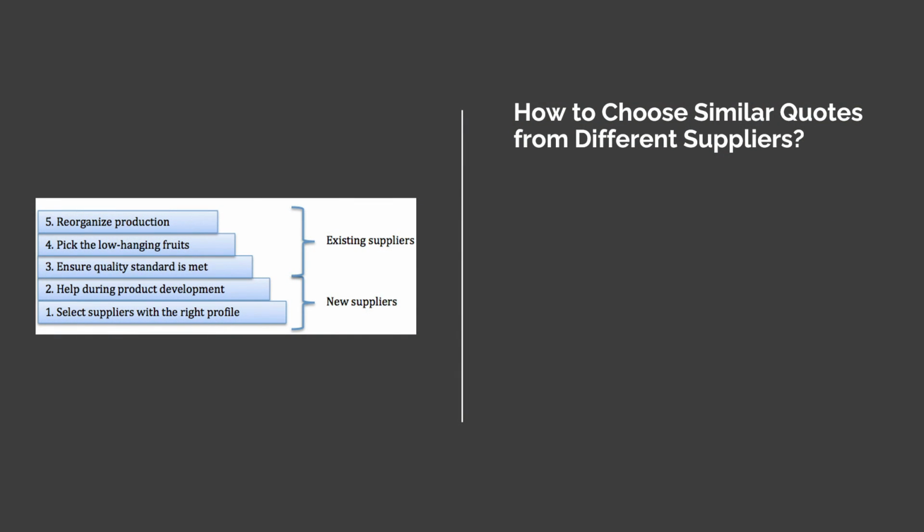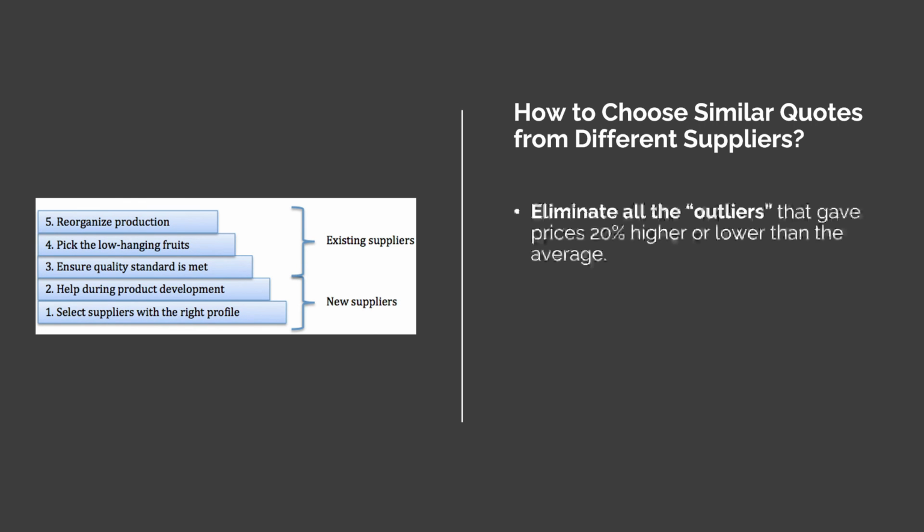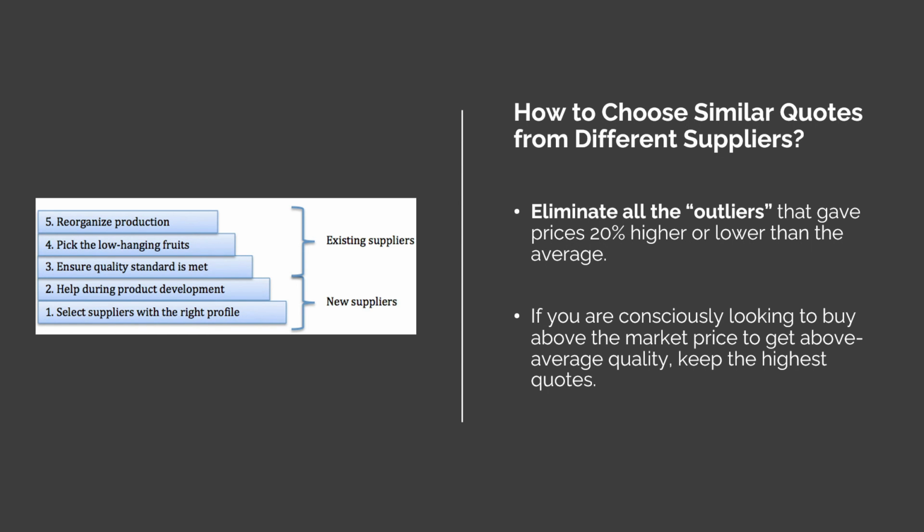So, how to do this? You will likely see several very similar quotes from different suppliers. That's the market price. Eliminate all the outliers that gave prices 20% higher or lower than the average. If you are really looking to buy above the market price to get above average quality, keep the highest quote.